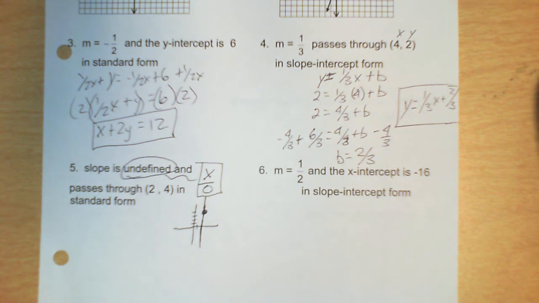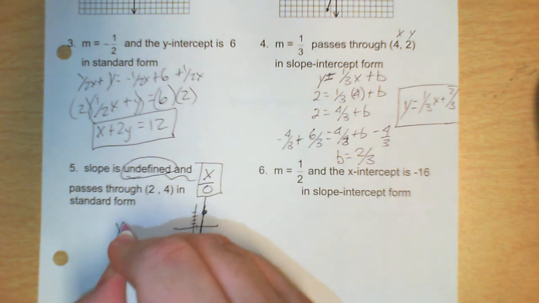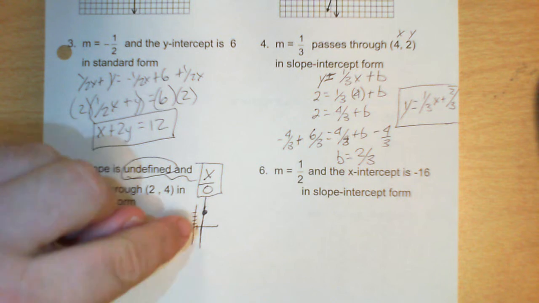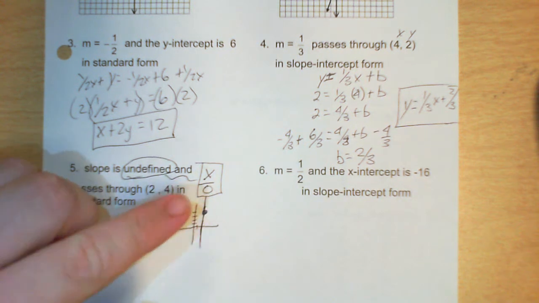So in this case, what point is the line always going through for x? 2. And that's my answer. So if I have an undefined slope, that means it's a straight line up and down. And if it's a straight line up and down, then that means x equals all values of 2, is what this is saying.